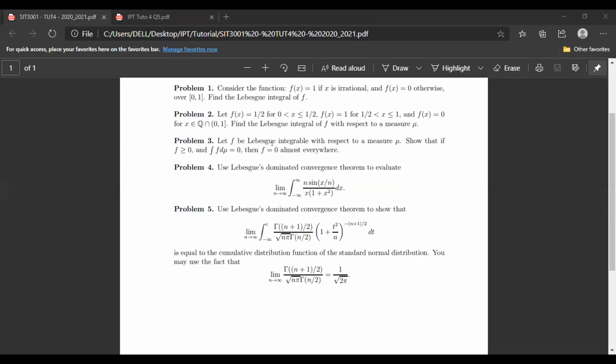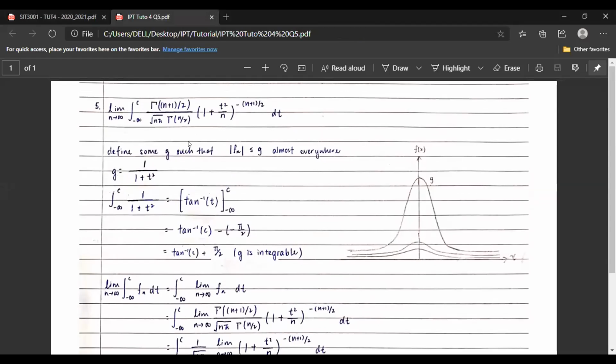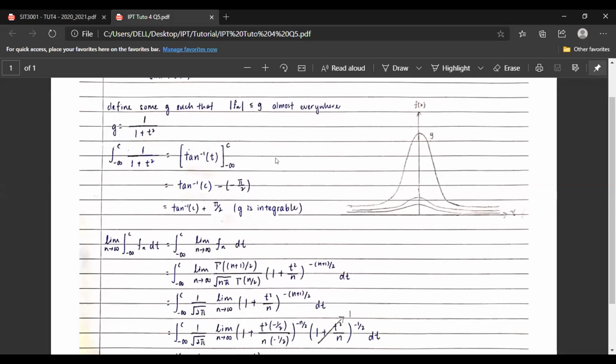So for question 5, we need to use the Lebesgue dominated convergence theorem to show that it is equal to the CDF of the standard normal distribution. Firstly, I define we have to find a G such that the absolute value of Fn is smaller than G almost everywhere. So I set my G equal to 1 over 1 plus t squared, and I show that it is integrable.